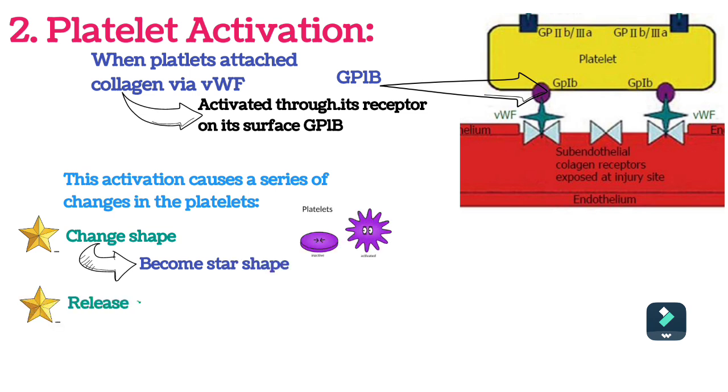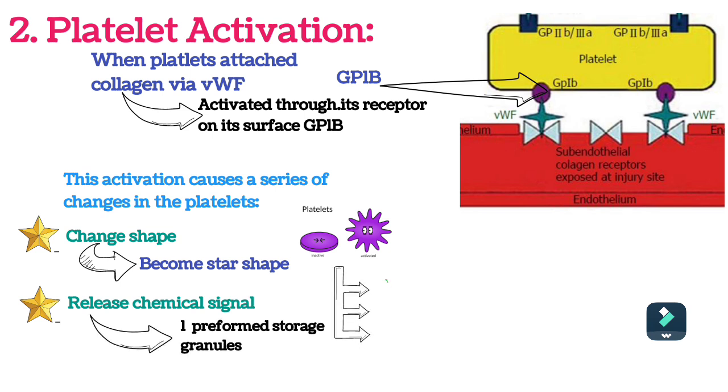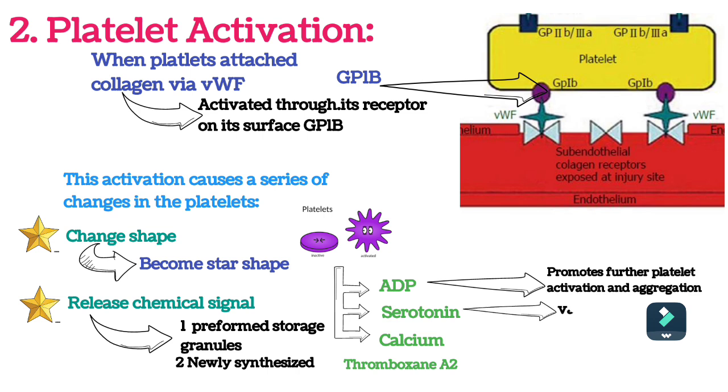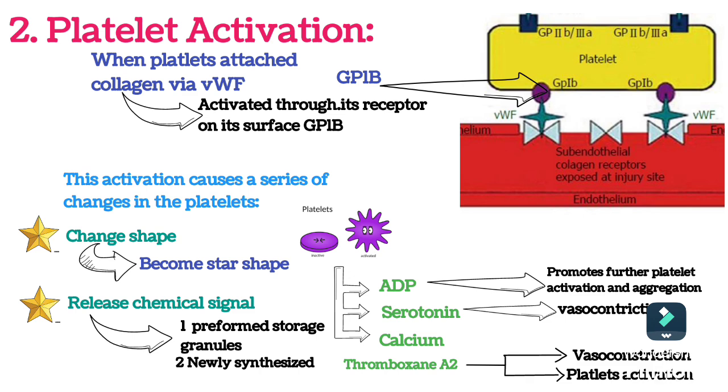2. Platelets release chemical signals including preformed chemicals stored in granules, e.g. ADP, serotonin, and calcium, which are released quickly. Newly synthesized chemicals, e.g. thromboxane A2, are released later in the response. ADP causes further platelet activation and aggregation. Serotonin causes vasoconstriction, reducing blood loss. Calcium and thromboxane A2 also contribute to vasoconstriction and platelet activation.